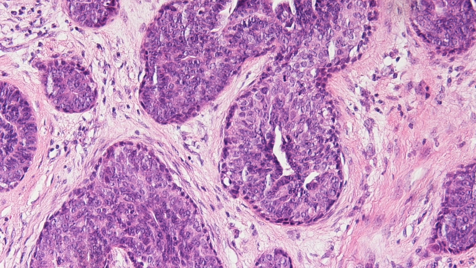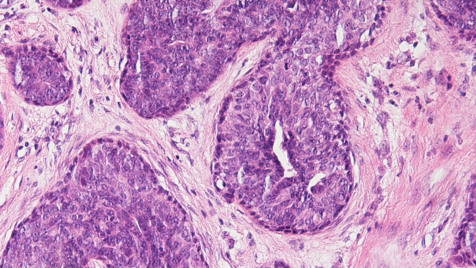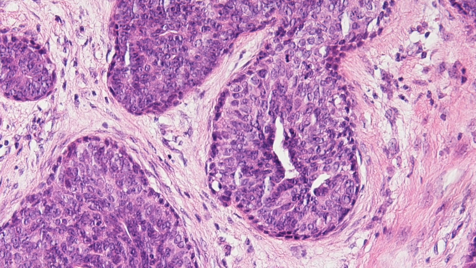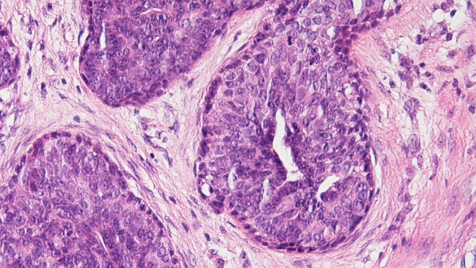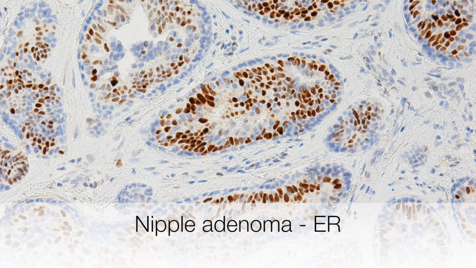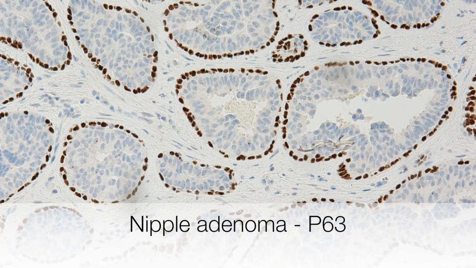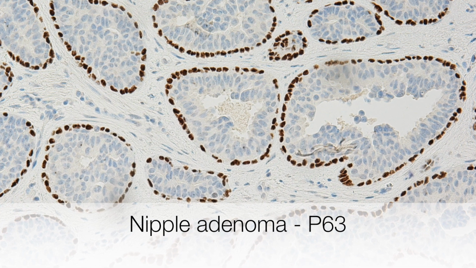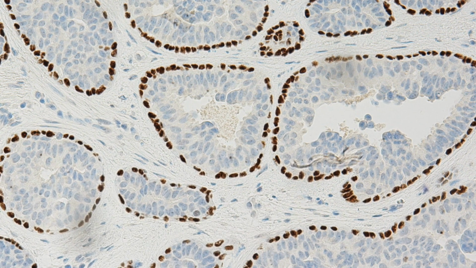At a high magnification it is possible to see the outer layer of myoepithelial cells and the proliferating ductal epithelial cells in the luminal aspect. This is a stain for estrogen receptor, and the positive staining cells are the epithelial cells of the nipple adenoma. This is the P63 stain that very nicely highlights the intact layer of myoepithelial cells.